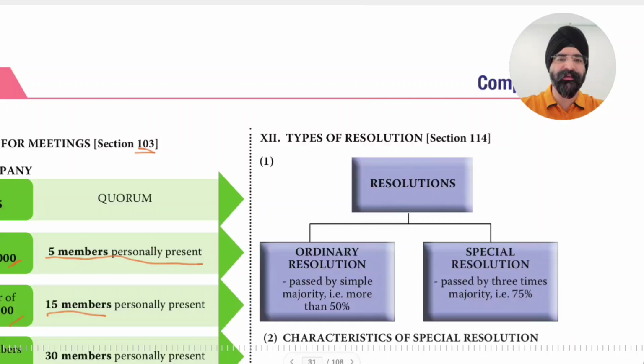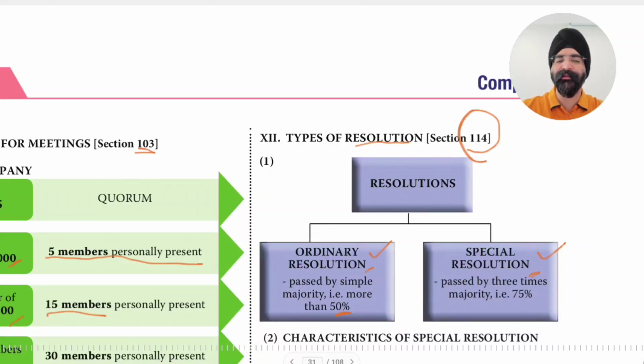Types of resolution. So now we move to the next topic of resolutions. Section 114, types of resolutions. The resolutions are either ordinary resolutions or special resolutions. Ordinary resolutions are passed by simple majority, that is more than 50%. If more than 50% of the members voting approve, we can remove the word present also, considering postal ballot or electronic voting system. So if more than 50% votes are received in favor, then the resolution will go if it is an ordinary resolution.